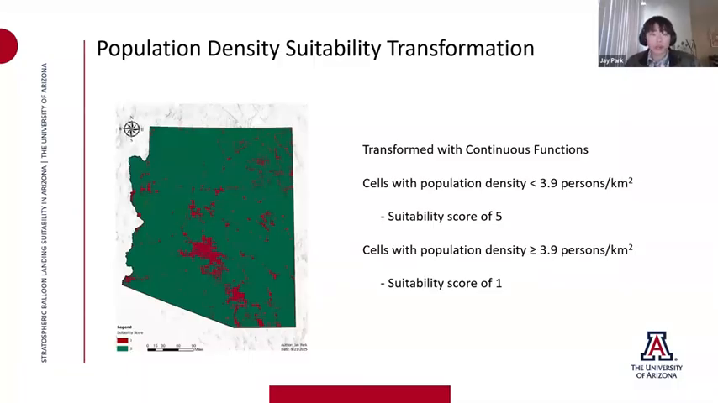So within the suitability modeler, the population density raster dataset was transformed with continuous functions. Cells with population density of less than 3.9 persons per square kilometer were assigned a suitability score of 5, and cells with population density greater than or equal to 3.9 persons per square kilometer were assigned a score of 1. And the number 3.9 comes from the standard population density limit that World View considers for landing areas.